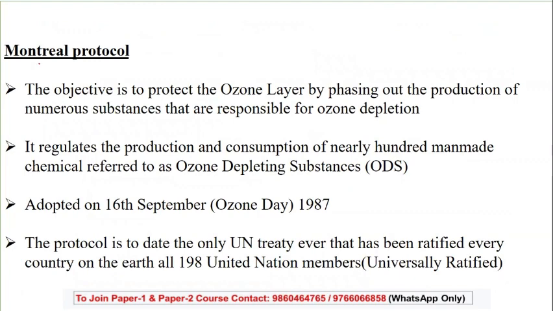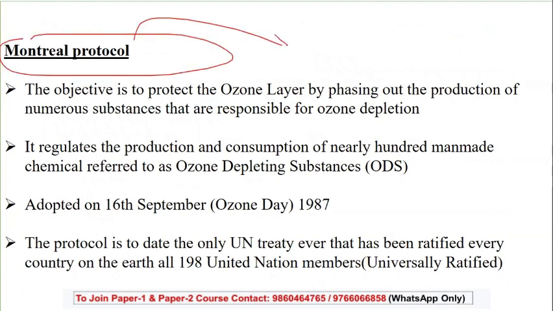Now coming to the protocols. First, we'll talk about the Montreal Protocol. With respect to this protocol, there is always a keyword seen in examinations, the ozone layer. So that's how it is remembered. The objective is basically to protect the ozone layer by phasing out the numerous substances that are responsible for depletion. It regulates the production and consumption of man-made chemicals referred to as ozone depleting substances. So this protocol takes care of these particular substances, that is, decreasing them.